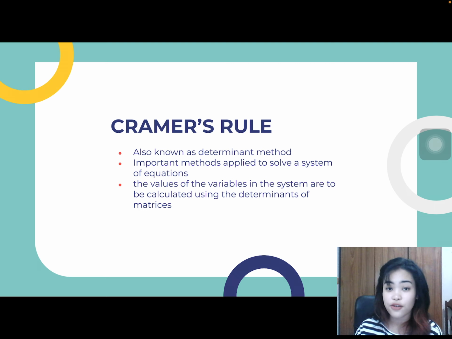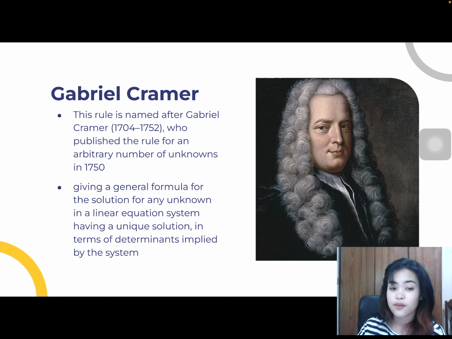So who is the founder of Cramer's rule? So, Gabriel Cramer. This rule is named after Gabriel Cramer, who published the rule for an arbitrary number of unknowns in 1750, giving a general formula for the solution for any unknown in a linear equation system having a unique solution in terms of determinants implied by the system.